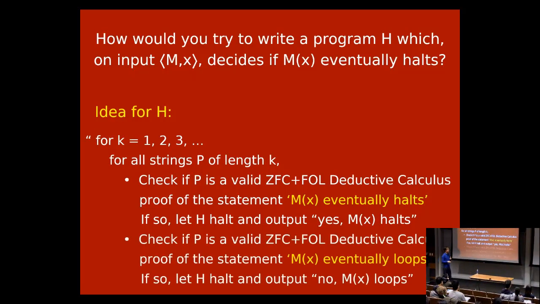And at the same time, while you're here with p, you also check if it's a valid deduction of the statement "m of x eventually loops." And if it does, then you're like, great, let's output, no, m of x loops. So you search for a proof of the answer one way or the other. And as soon as you find such a proof, you output the associated conclusion.